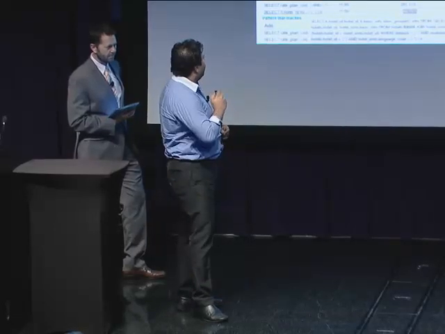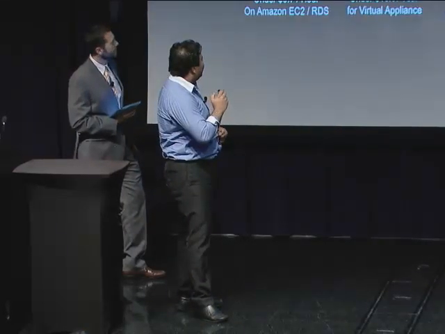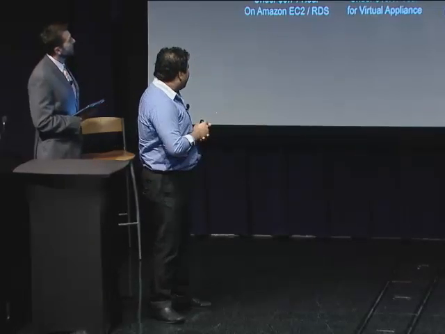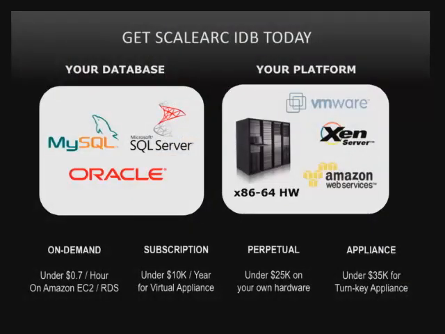So I'll actually get to that. Very reasonably priced. You have 70 cents an hour on Amazon EC2. You can get a subscription for the entire year and use it as much as you want. You can get a perpetual license and put it on your own physical hardware in your data center. You can get an appliance which we'll ship you, which is fully built. Plug it into the rack, go. That's it.